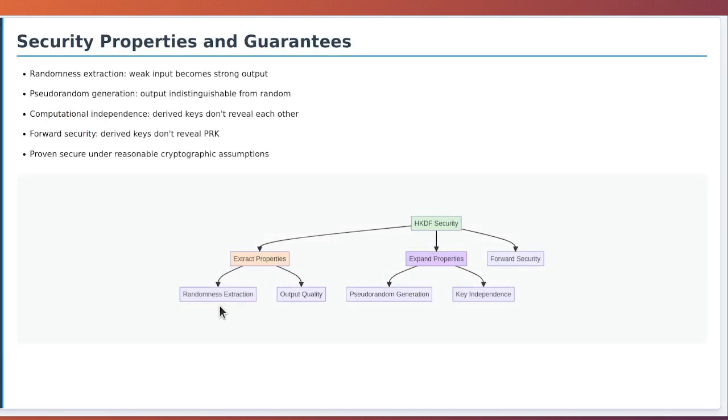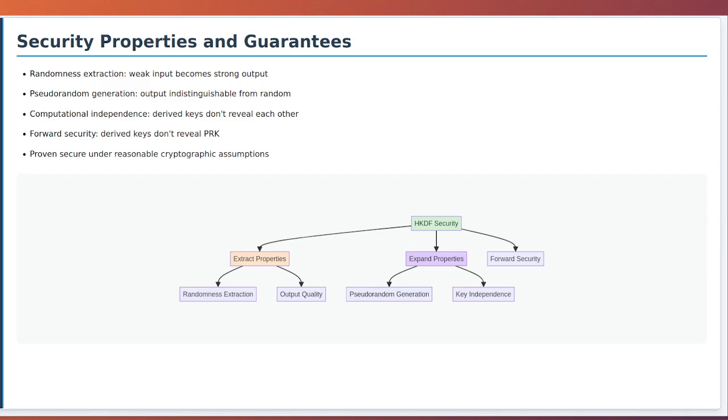Security properties and guarantees. One of the most important aspects of HKDF is understanding its security properties and what guarantees it provides. HKDF has been formally analyzed by cryptographers and proven to meet specific security definitions. First, the extract phase provides a property called randomness extraction. This means that even if your input key material has weaknesses, for example, it is biased, or it is from a source with limited entropy, the extract phase will produce output that is computationally indistinguishable from truly random data. This is crucial because real-world key sources are rarely perfect.